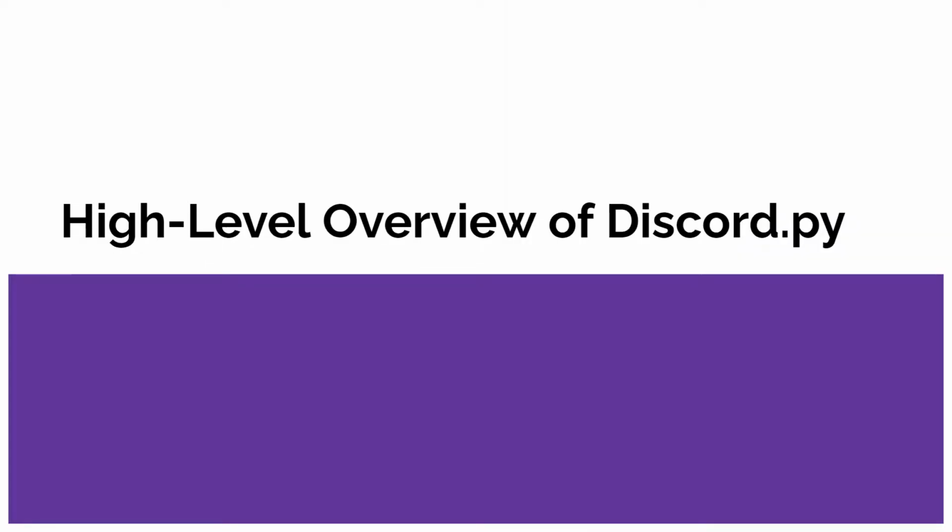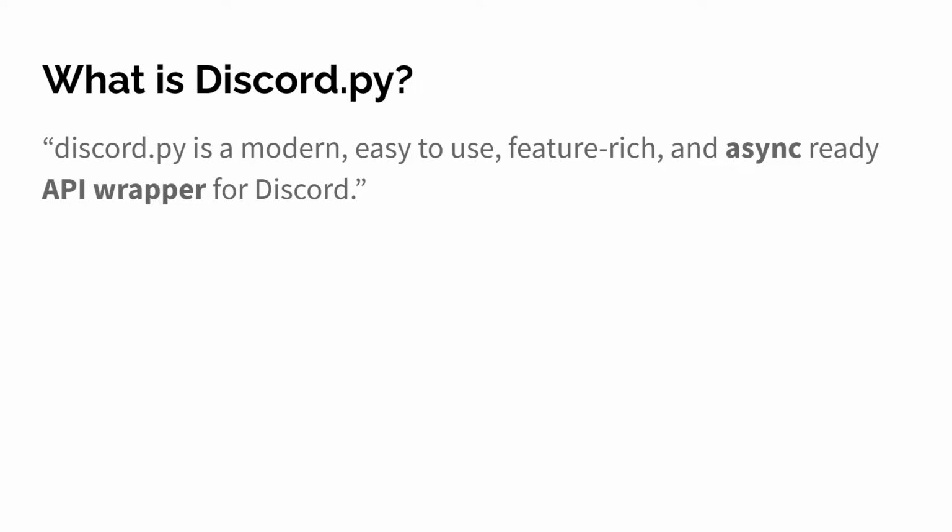I encourage you guys to follow along. But the first thing I want to go over is just give you guys a high-level overview of what Discord Pi is about. So I went on their website and I took the definition of what is Discord Pi, and it says Discord Pi is a modern, easy to use, feature-rich, and async-ready API wrapper for Discord.